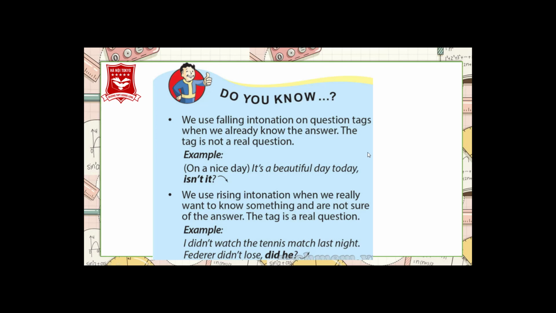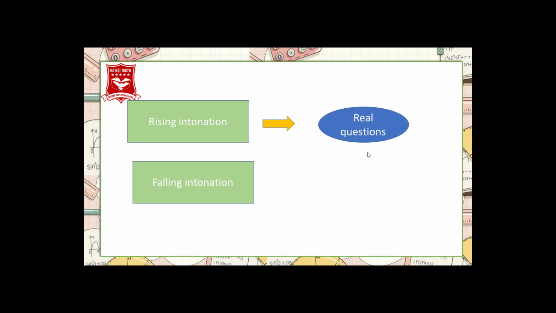And we use rising intonation when we really want to know something and are not sure of the answer. The tag is a real question. For example, I didn't watch the tennis match last night. Federer didn't lose, did he? So we say did he to ask for the information. So it's a real question. In brief, rising intonation is to make real questions. And falling intonation is used to make just comments, right?